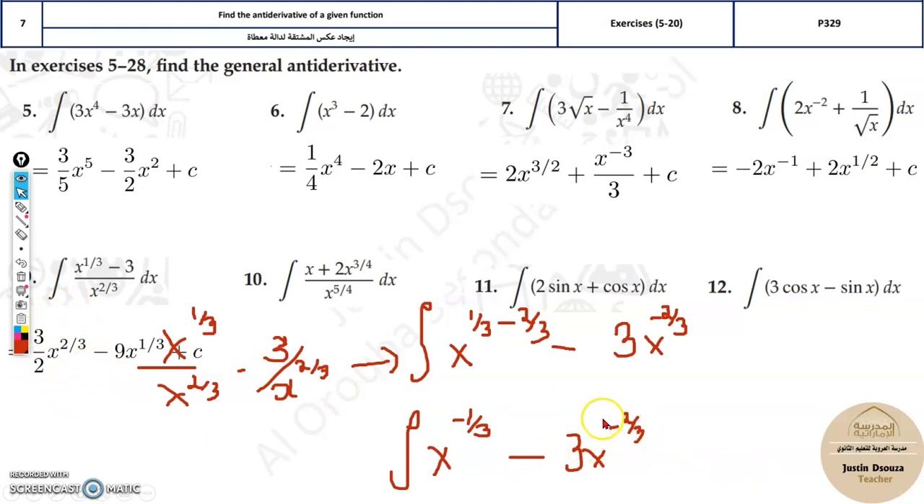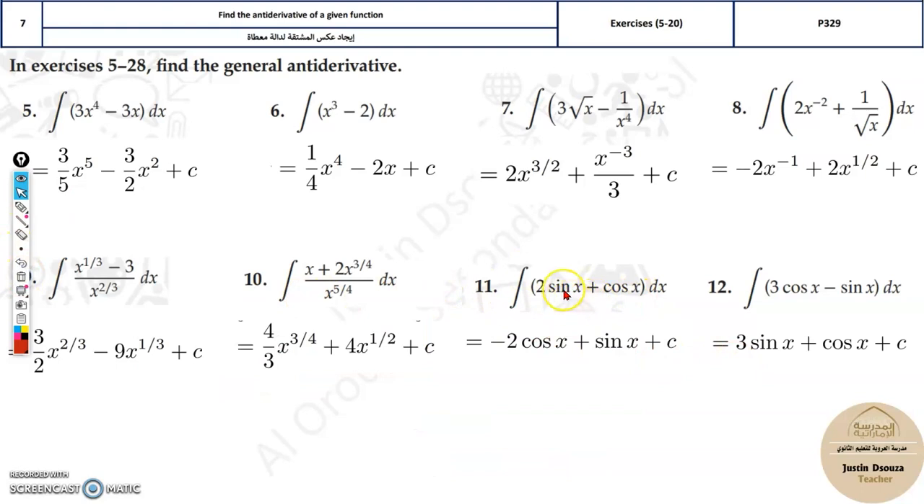Same thing over here, minus 2 by 3 plus 1 is 1 by 3, therefore you get this over here. Sorry, and 3 divided by 1 by 3, if you do it in the calculator, you will get 9. That is the answer. Plus c, sorry, I forgot to write it over here. When you remove this integral symbol, you should add plus c, because that will be the constant. Please do try the others.